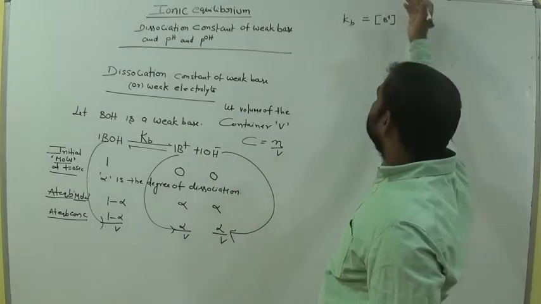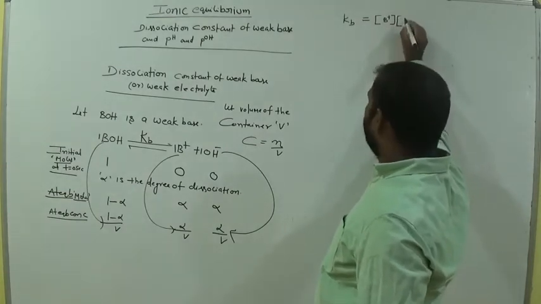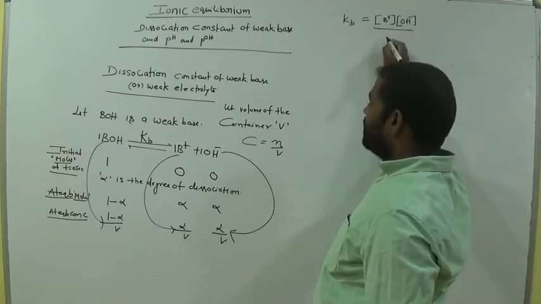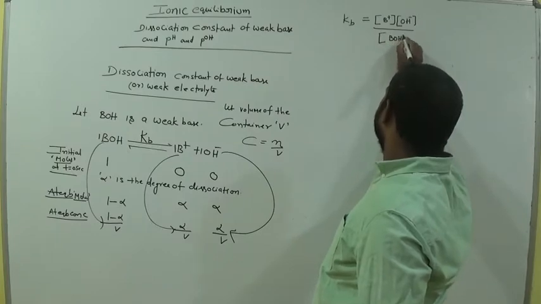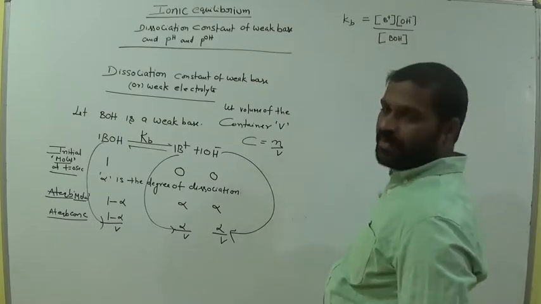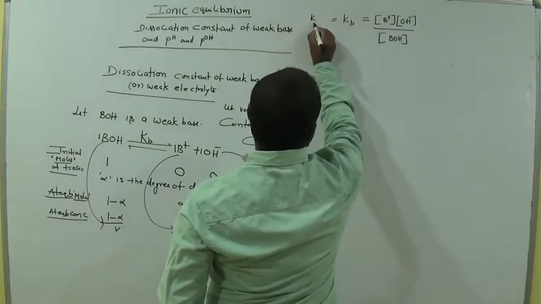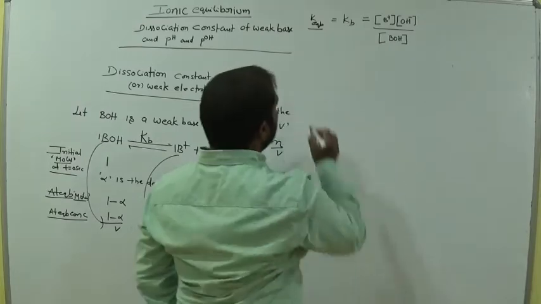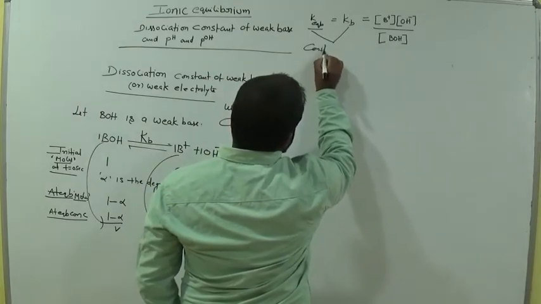Suppose it is 2, you must mention 2 here as a power. And the molar concentration of OH minus, divided by the molar concentration of BOH. This is the Kb. It is also considered as the equilibrium constant. Both are constant.